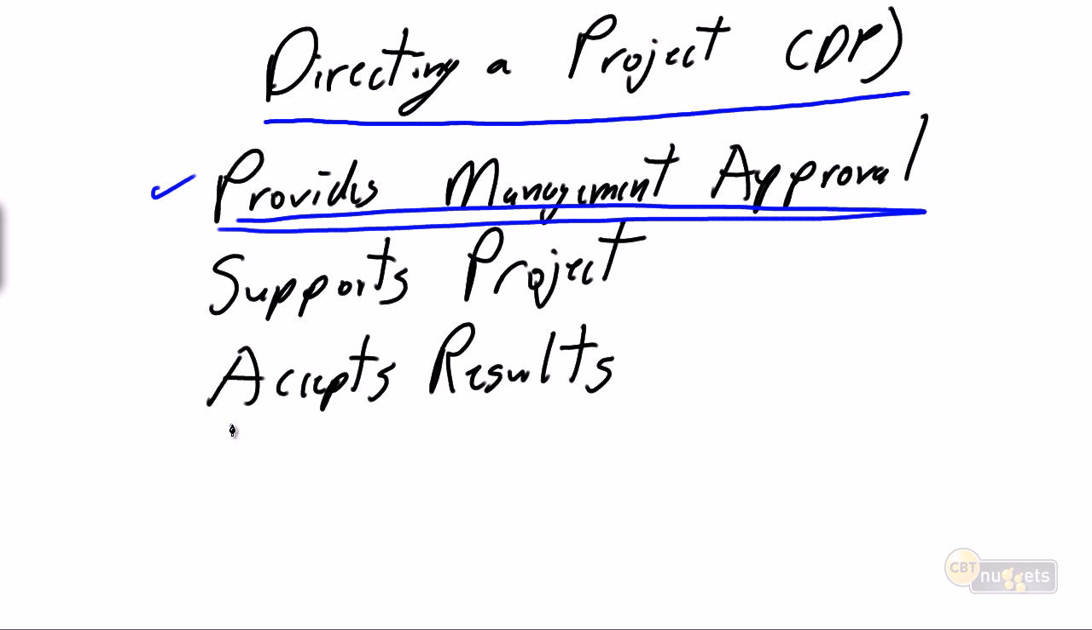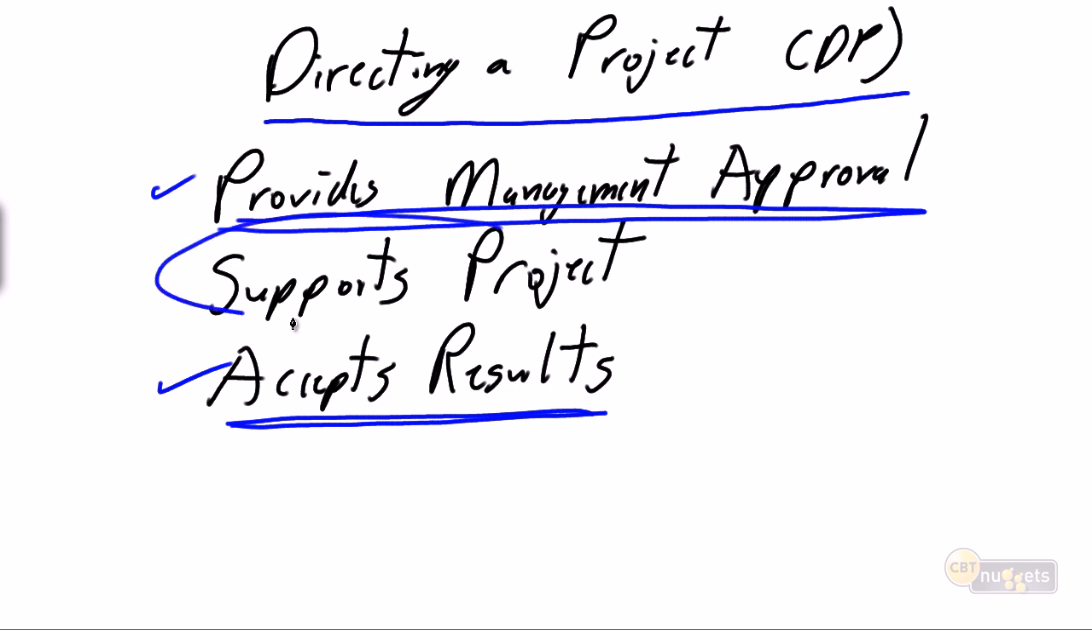And the second key aspect of directing a project, again, involves management, where we ensure that we're getting acceptance from management for our project results. Dear boss, I have completed my analysis stage. Here are all my deliverables. Did I do a good job? Do you accept the results? And those are the primary facets for directing a project.